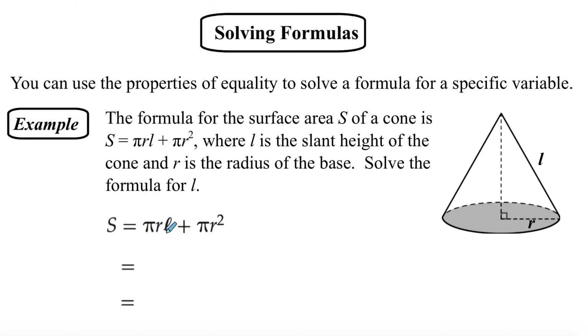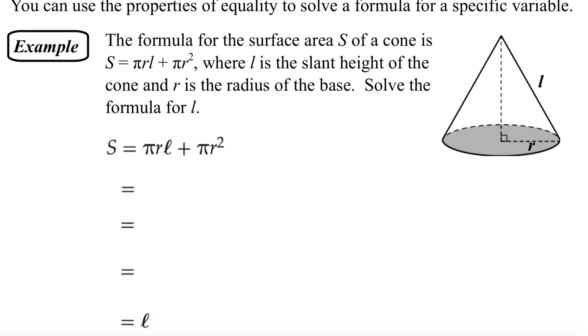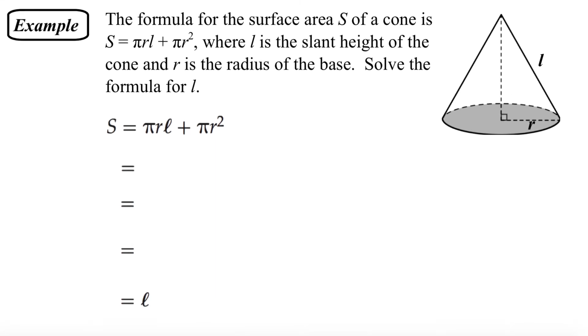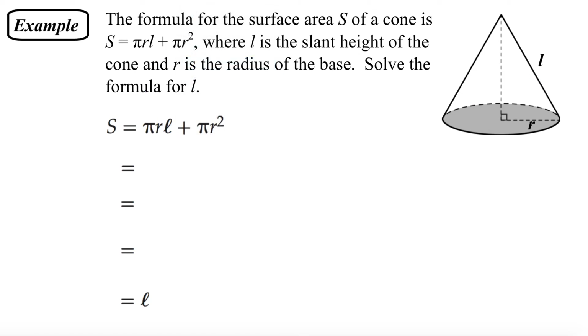Slide number 5, we're going to be using the properties of equality that will allow us to solve any formula for a specific variable. So in this problem, we have the formula for the surface area of a cone, given by S equals pi r L plus pi r squared. L is the slant height, r is the radius of the base, and we want to solve it for the slant height L. So the thing we're trying to isolate is this one right here, right? So we want to get that one alone.